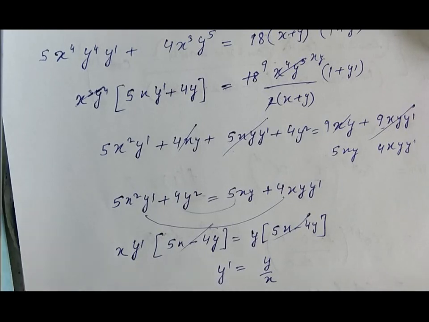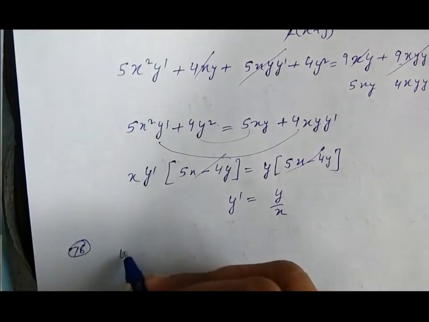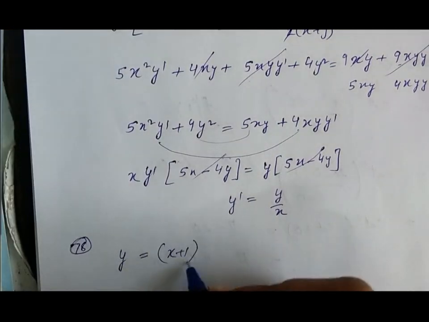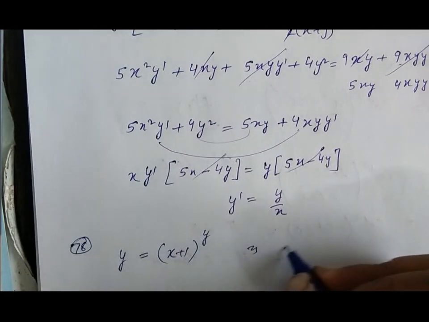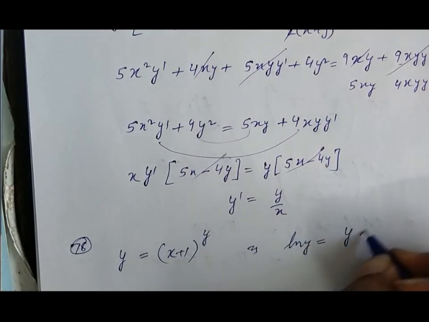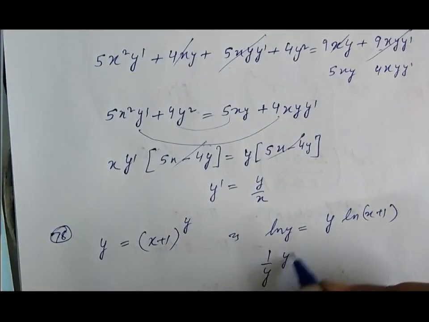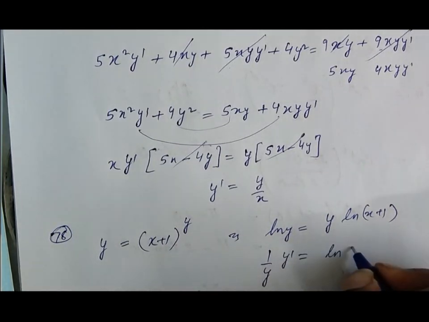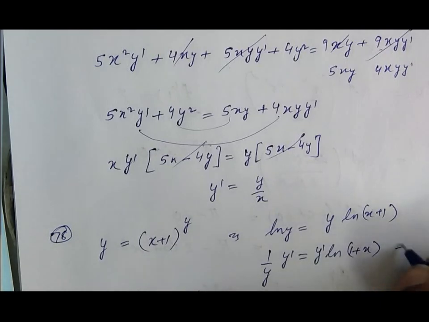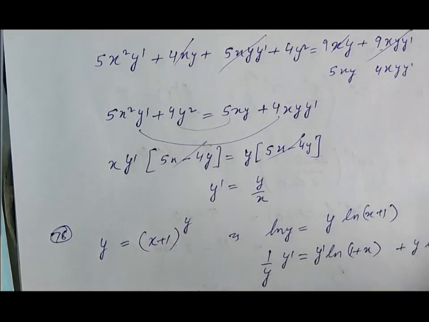So moving to next question, question number 78. Question number 78 says, so y is equal to x plus 1 and then the power again becomes y. So we get ln y is equal to y ln (x plus 1), and now you can calculate dy by dx. So y dash by y equals ln(1 plus x) y dash plus y ln(1 plus x). Okay, now you can multiply this equation by y.